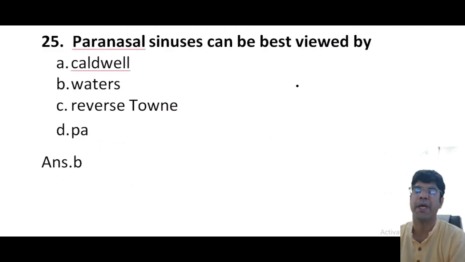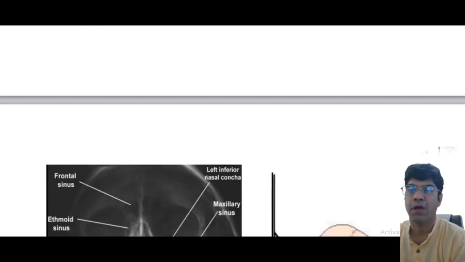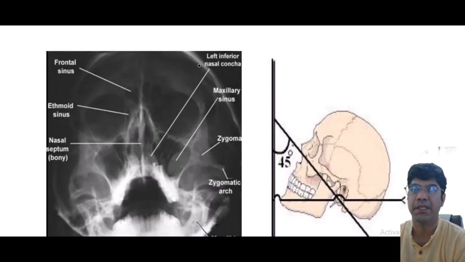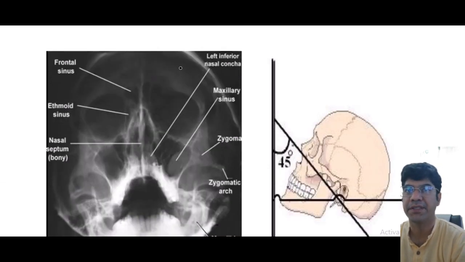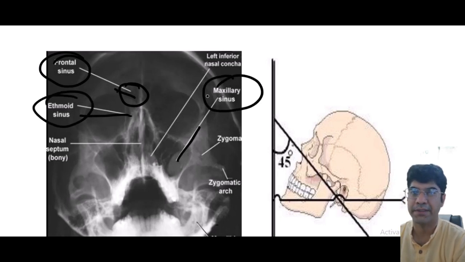Coming to the next question: the paranasal sinuses can be viewed best by the Waters view. Water's view is the best projection for visualizing the paranasal sinuses. So you can see the frontal sinus, these ones are the frontal sinus. This one is the ethmoid sinus, and this one is the maxillary sinus. So the best view for visualizing the paranasal sinuses is the Waters view.